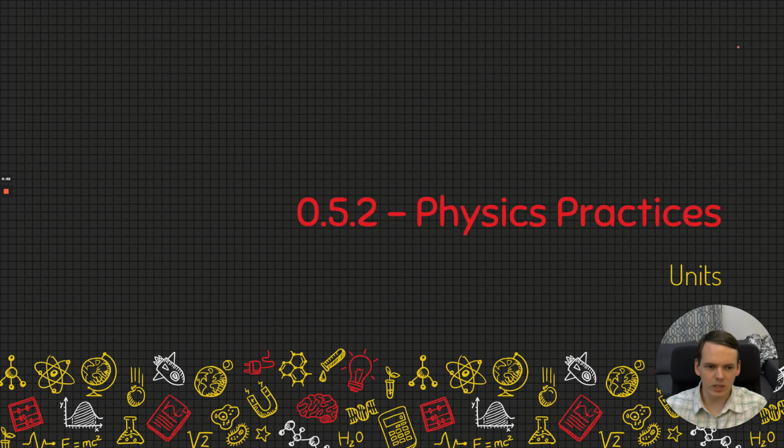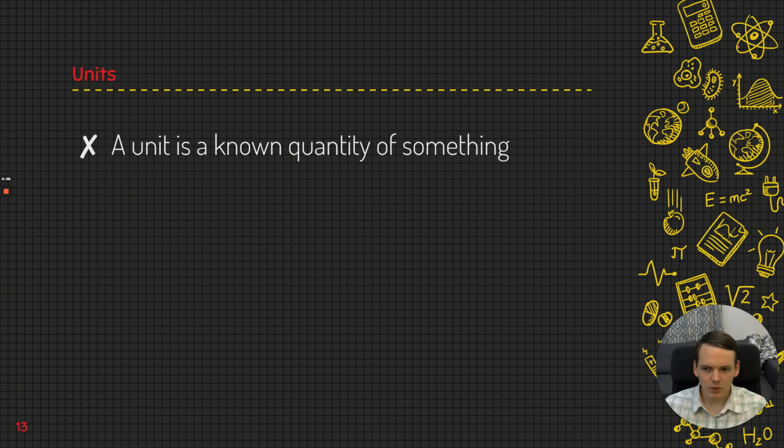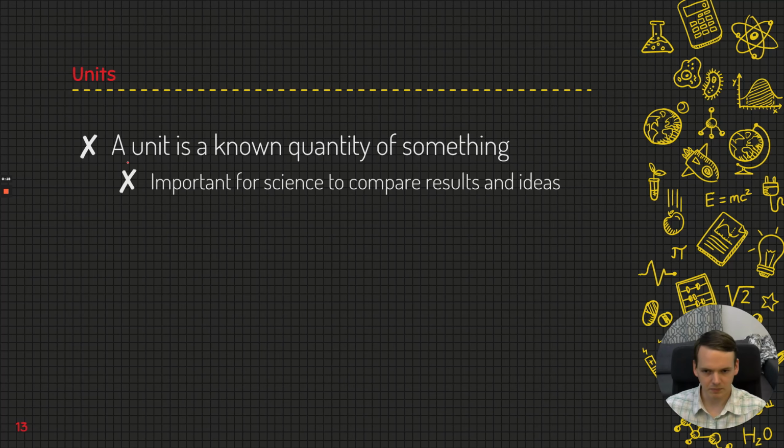Let's talk about units for a couple minutes here. So a unit is a known quantity of something. It's something that we can all agree on. For example, a meter. A meter, we all can agree on how long that is.